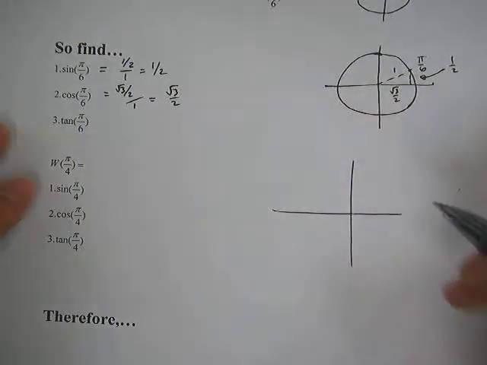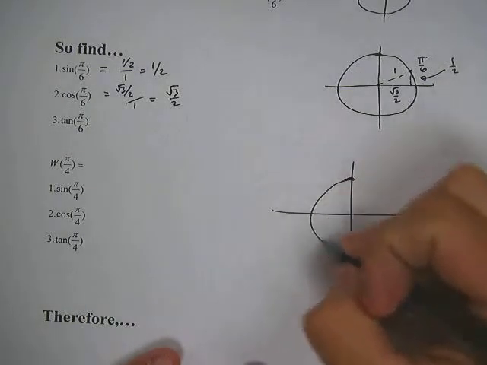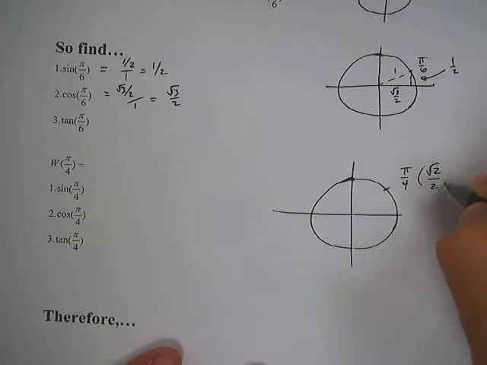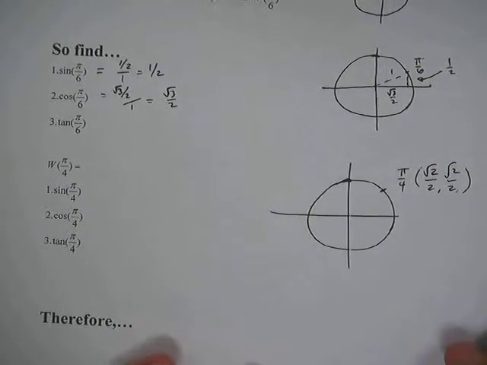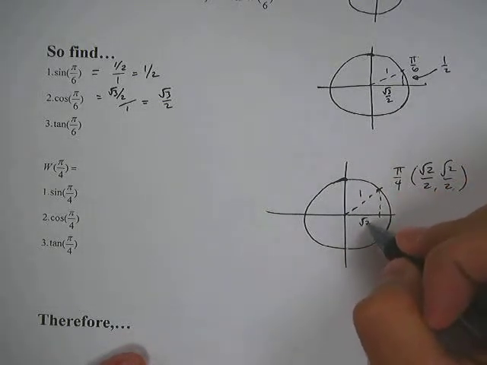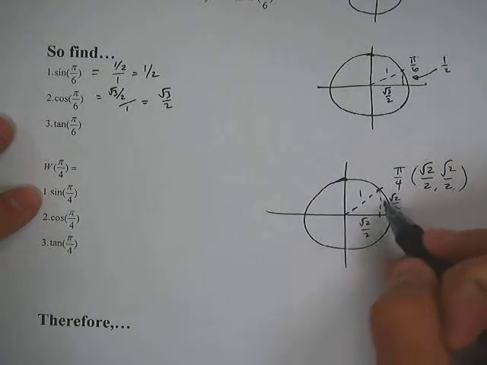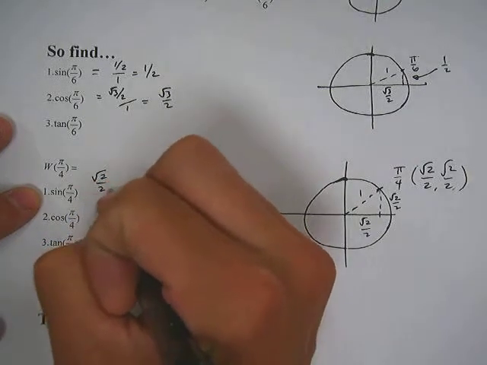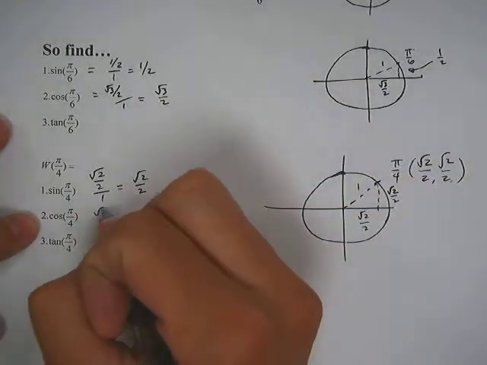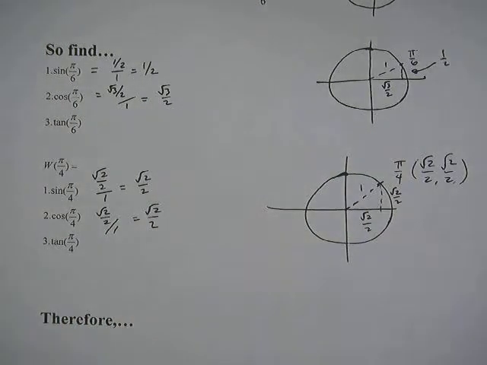So if I draw a unit circle again, excuse me, sorry. If I draw another unit circle, pi over 4 is in this location. Coordinates are root 2 over 2, comma root 2 over 2. So if I were to draw my triangle again, I know that's 1, I know that's root 2 over 2, and this is root 2 over 2. So if I were going to ask you what's the sine of pi over 4, that's opposite over hypotenuse, over 1, which is root 2 over 2. Or cosine is adjacent over hypotenuse, which is just that.